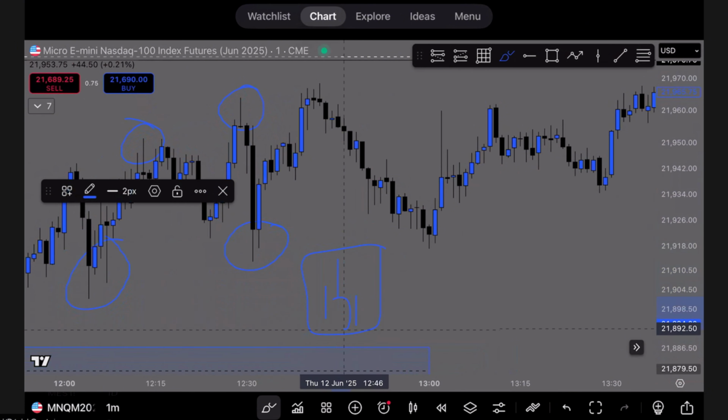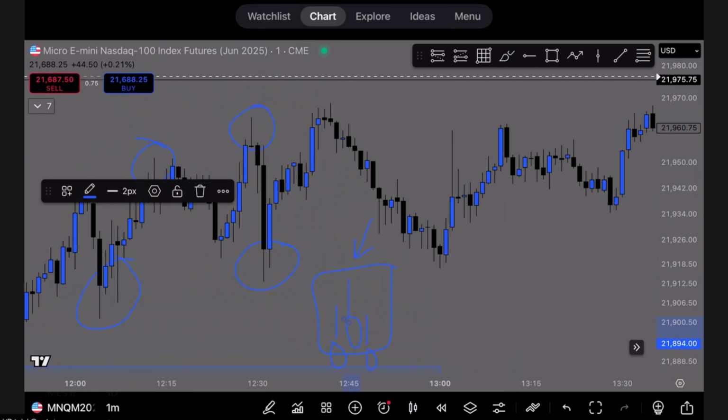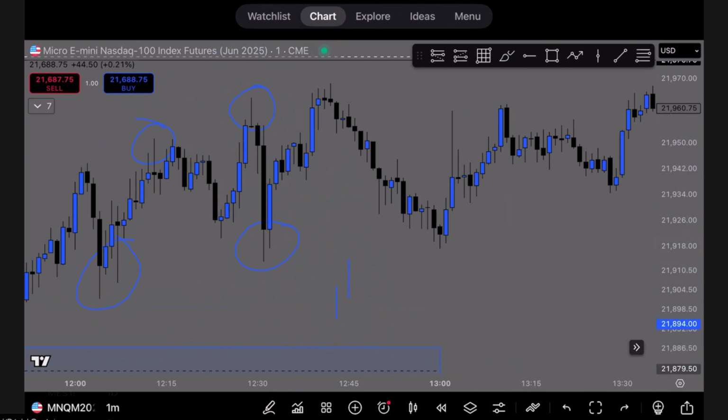Imagine candle bodies too, candle body, candle body. We have wicks like that, and that would be a high because this high right here is higher than the two candles next to it, which makes it a high. Right? Very simply put.